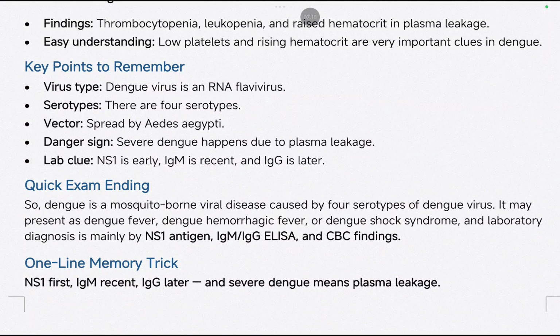There are a few key points, since it is a long lecture, which you need to remember. Dengue virus is an RNA flavivirus with 4 serotypes, and each serotype will create immunity only for that serotype. The vector is the Aedes aegypti mosquito. The danger sign is severe plasma leakage. Okay, in the lab you have to see NS1, IgM, and IgG. One line memory trick: NS1 first, IgM later, IgG later. And severe dengue means plasma leakage.